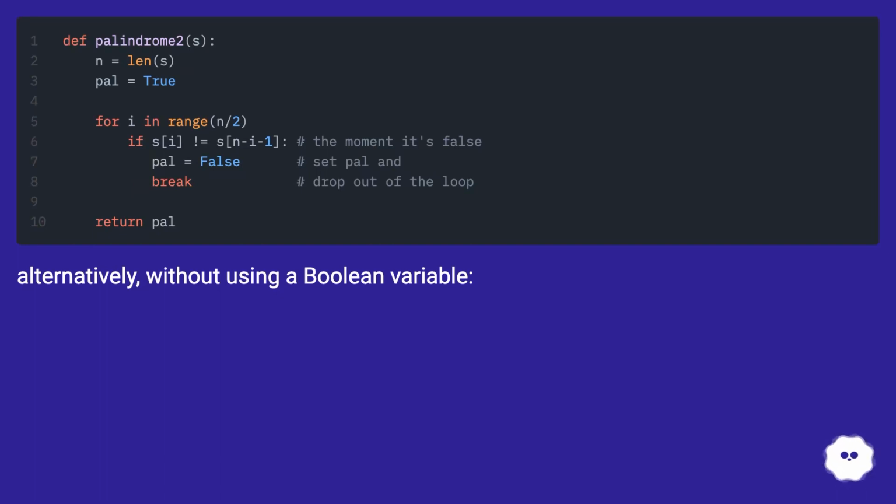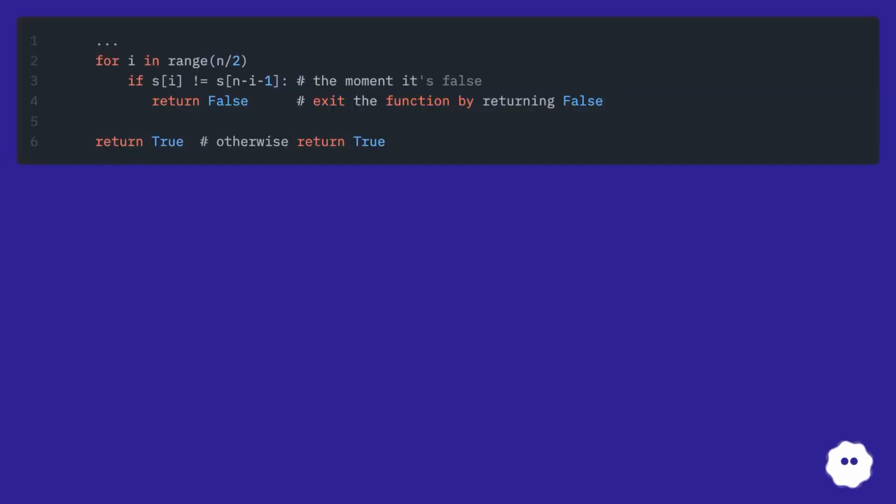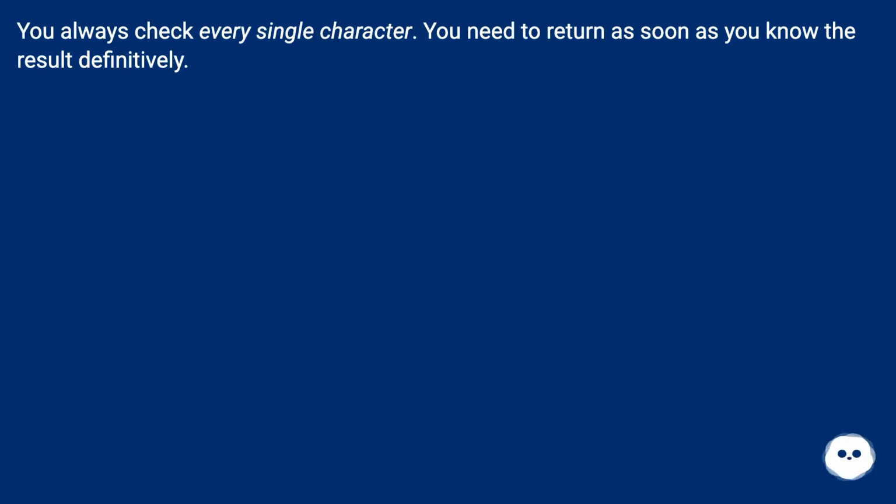Alternatively, without using a Boolean variable. You always check every single character. You need to return as soon as you know the result definitively.